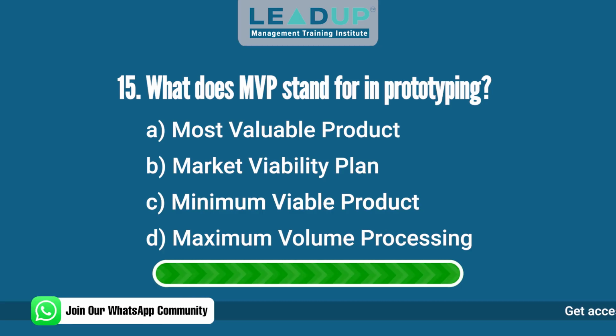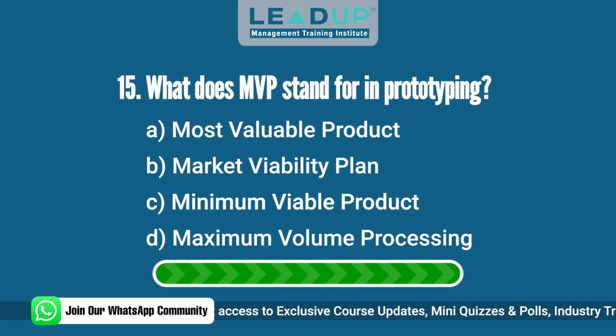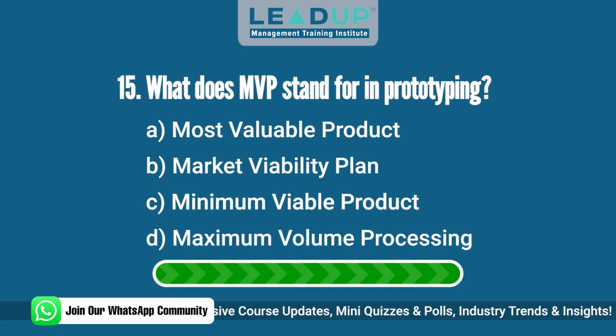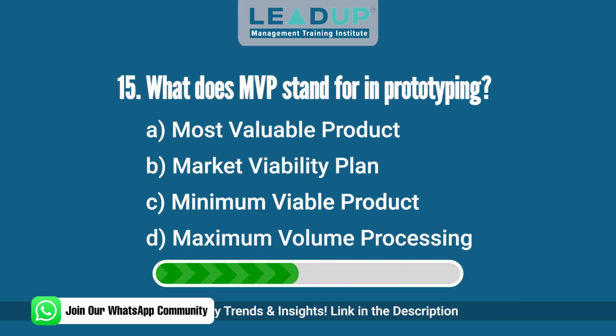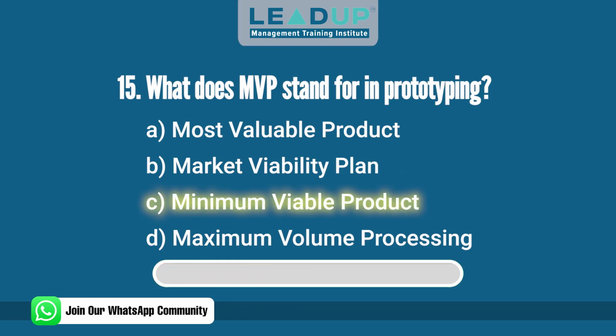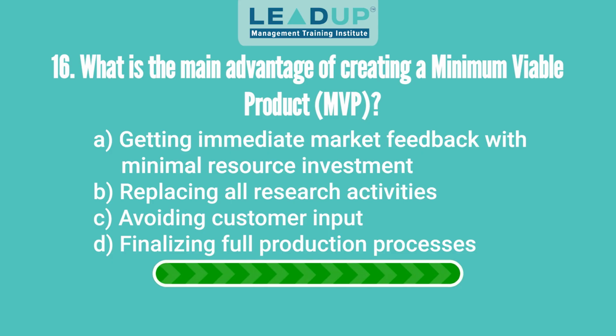Question 15. What does MVP stand for in prototyping? A. Most valuable product. B. Market viability plan. C. Minimum viable product. And D. Maximum volume processing. Answer: minimum viable product.